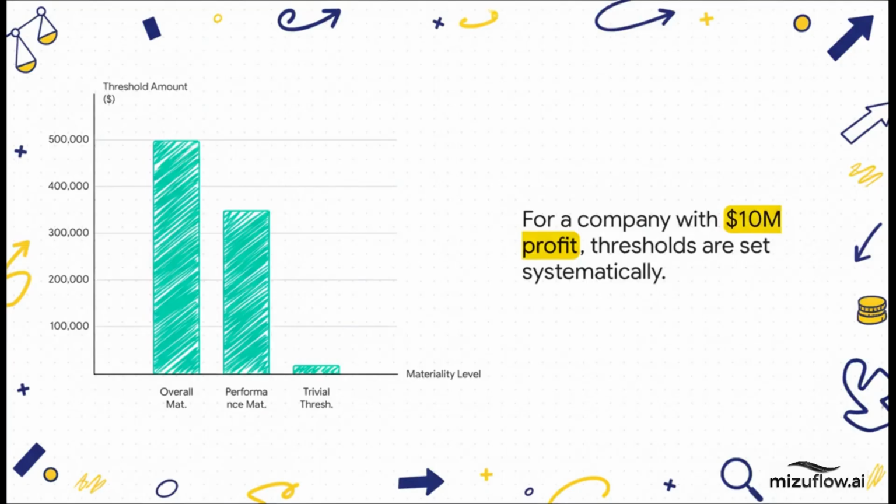Let's put some actual numbers on this to see how it works. Say a company makes $10 million in profit.